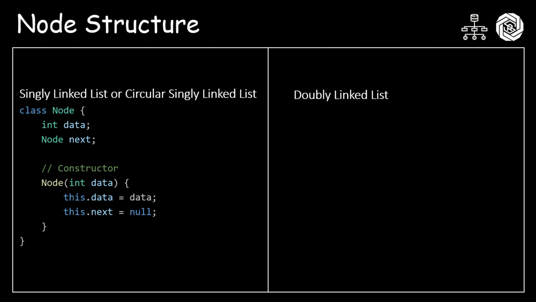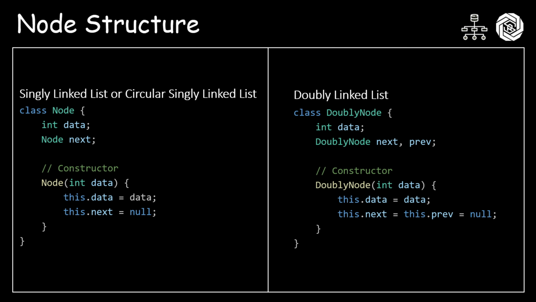For a doubly linked list, it's slightly extended. We use a class like doubly node. It also has the int data field. The key difference is the two pointers, doubly node next and doubly node prev. The constructor initializes both next and prev to null. So, every node stores data and the reference links for navigation.